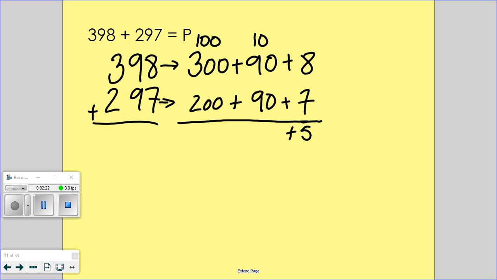What do I have left over? Is there anything left over, or did all of my trade go to my 100? Willie Murray? 90 is left over. I had 190. I traded out 100. Now let's add up my 100. Ashlyn? It's 600. Put that number back in standard form. Grayson? 695.